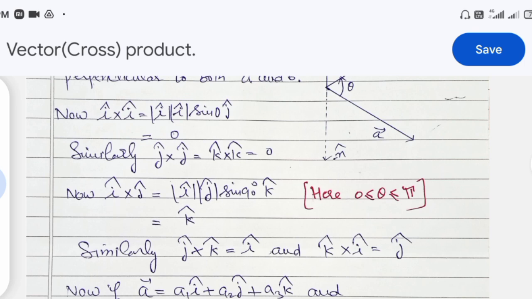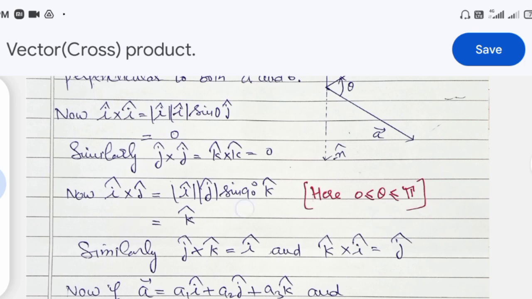Because unit vector i is the component along the x-axis, unit vector j is the component along the y-axis, and k is the component along the z-axis in the rectangular coordinate system. So these three components are mutually perpendicular to each other. So i cross j is equal to k, and k is perpendicular to both i and j. One more thing here: theta lies between 0 less than or equal to theta less than or equal to pi.